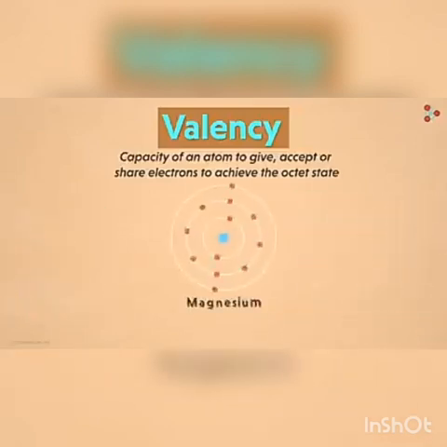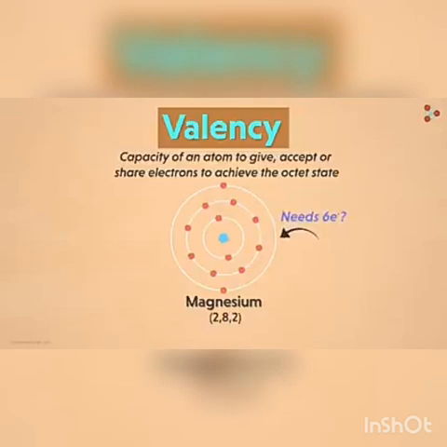Now tell me, what will be the valency of magnesium? We know that magnesium has 12 electrons. That means the electronic configuration of magnesium is 2, 8, 2. So how many electrons will be needed now? 6. That's correct. And that's what we're able to see. 6 electrons are needed to complete the octet.